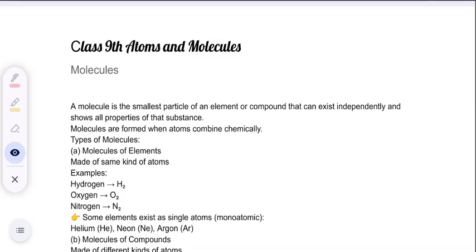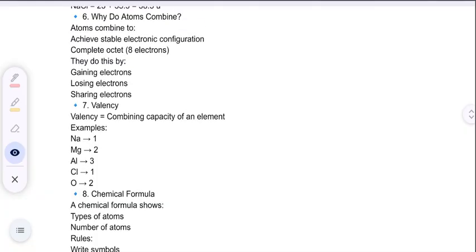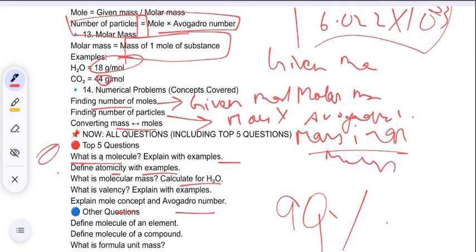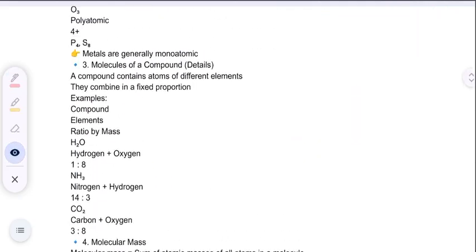I have even provided important questions, and practice questions with numericals are also mentioned. These sorts of numericals may come in your exam, like finding number of moles, number of particles, converting mass into mole. You find number of moles as given mass upon molar mass. And number of particles is mole into Avogadro number. And what is Avogadro number? 6.022 into 10 to the power 23. And for converting mass into mole or mole into mass, it is mass given in grams upon molar mass.